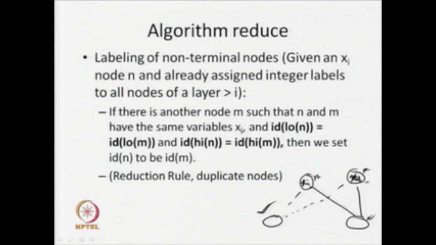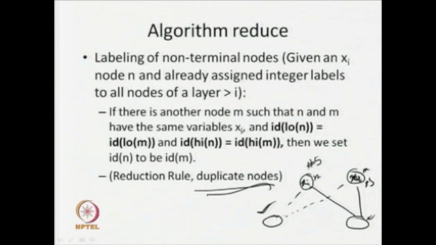So, if I already have an ID for this particular node, say m equal to 5, then I am going to assign the same label to this node also, and it is 5. If you see these, later on we are going to merge them together. This basically corresponds to the rule of removal of duplicate nodes.